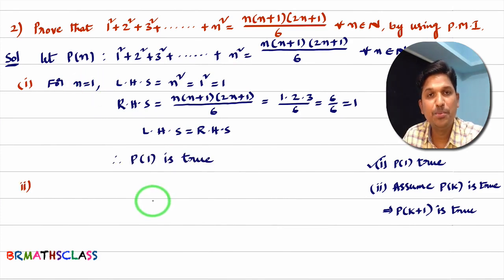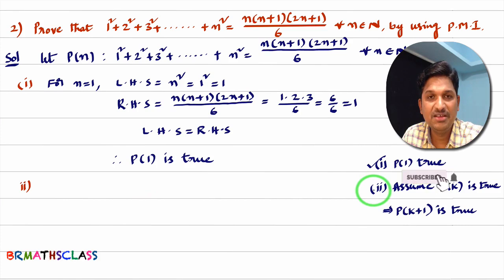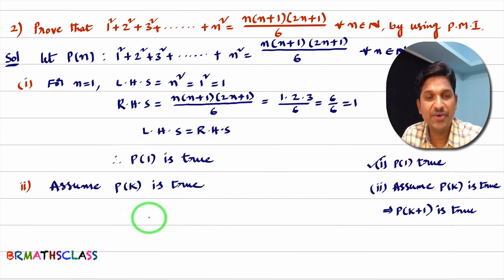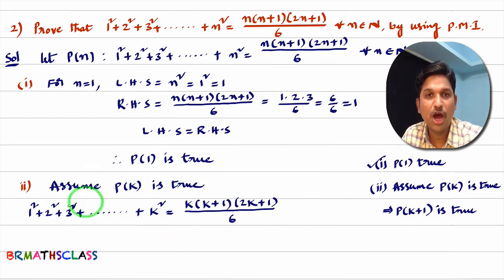Once we prove P of 1 is true, second step is you assume P of k is true and prove that P of k plus 1 is true. You assume that P of k is true. First, I'll write what is P of k. In this statement P of n, wherever n is there you write k. Then you will get P of k. This is P of k. How I got this statement? In P of n, wherever n is there you write k. Then you will get P of k.